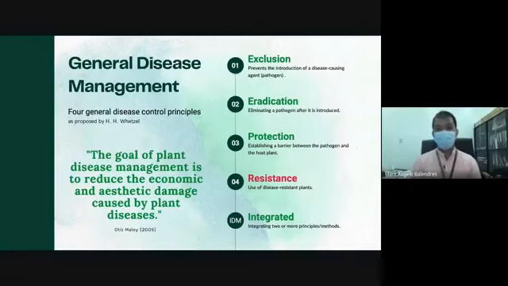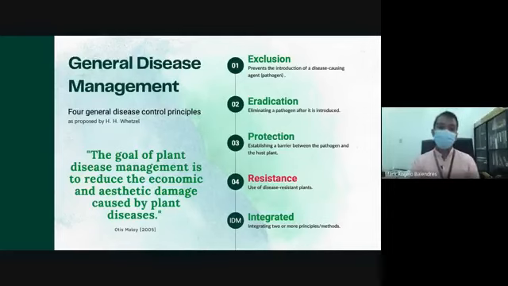So you make sure that there are phytosanitary measures so that the diseased plant does not reach the field where there are healthy plants. The second one is eradication. These practices are done when the pathogen has already been established in your field. So, for instance, if exclusion has failed in that particular farm, then you will have to do some eradicative measures.